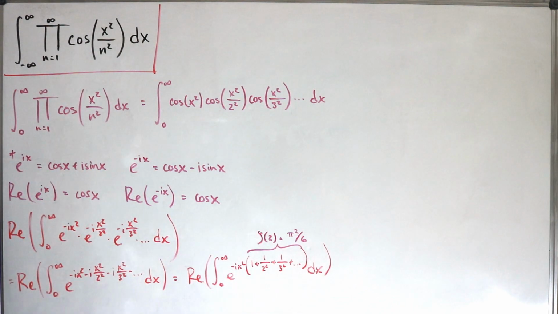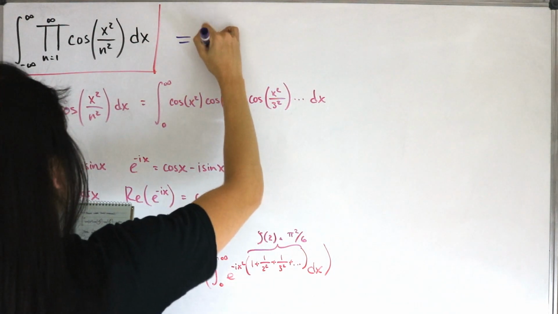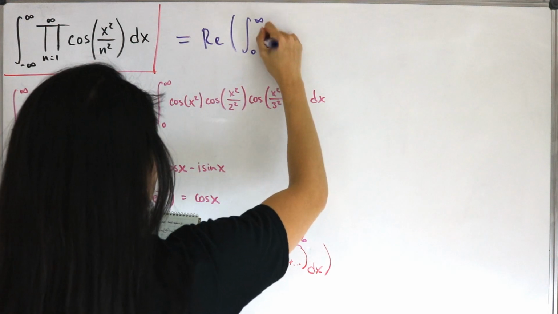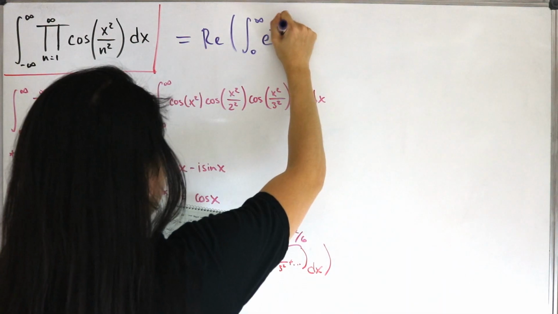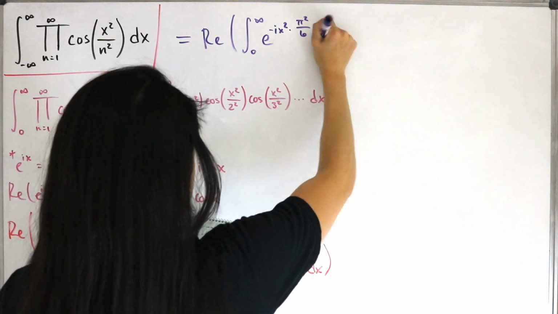So now what we have is something even more simplified. I'm just going to continue forward over here. So I have the real part of the integral from 0 to infinity of e to the power negative i x squared, multiplied by pi squared divided by 6, and then dx.